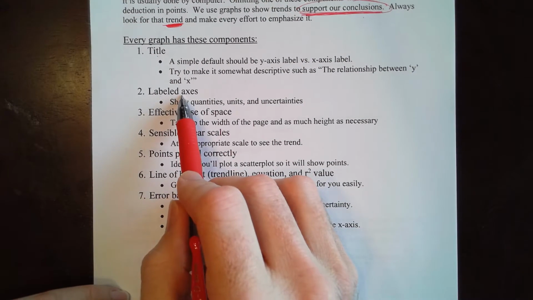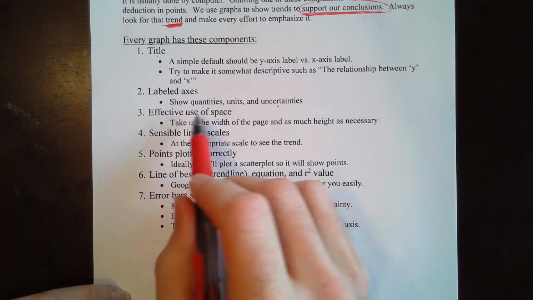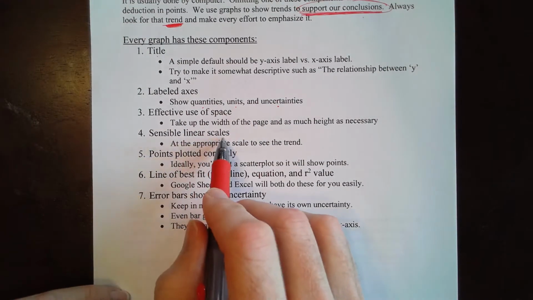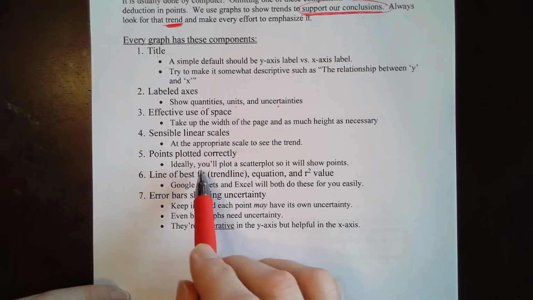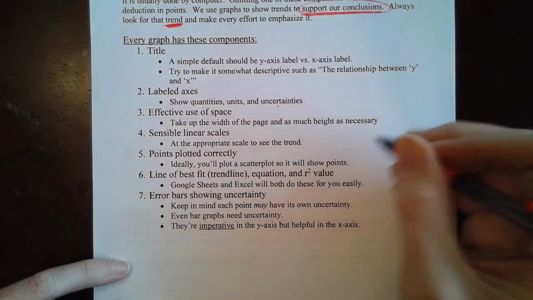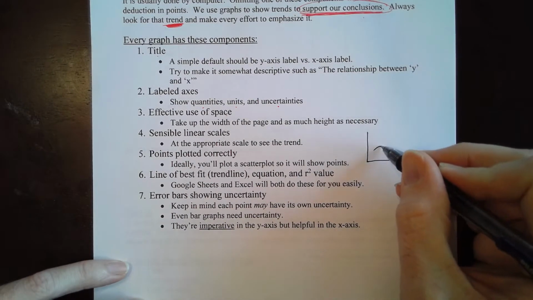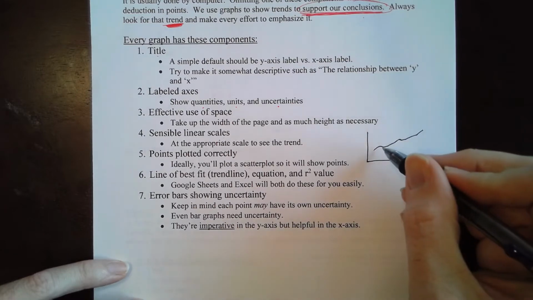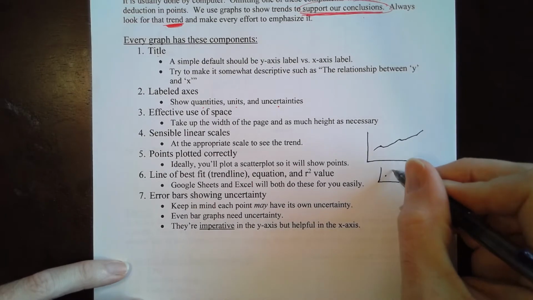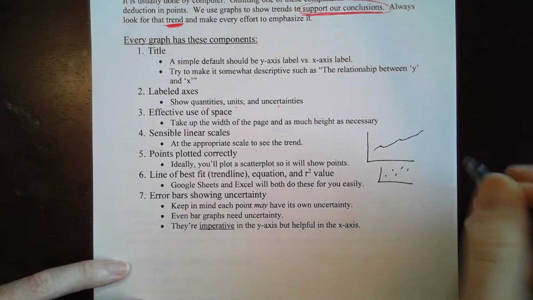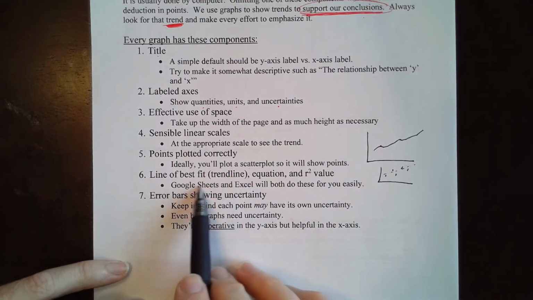So make sure it has a title and it has a labeled axis, and it has the quantities, units, and uncertainties. You use an effective use of space, the sensible linear scales. The points are plotted correctly. So you normally will do a scatter plot. What I don't want to see is just a line like that, where it doesn't actually have the points on it. What it should have is the actual data points on it. All right. And then you can add a trend line to it.